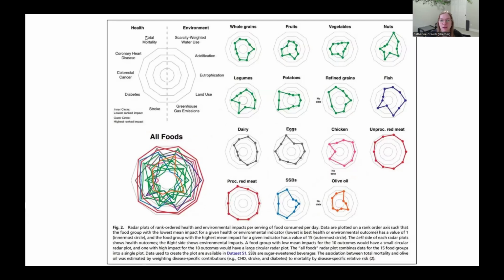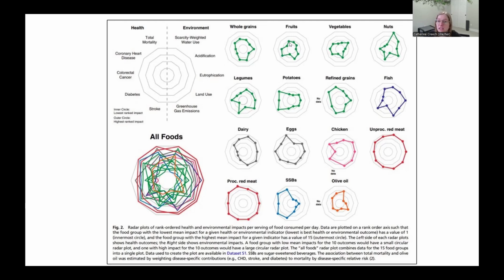Here we have the same radar plot. We have all the foods together, and then we have the foods listed individually. So we have our green ones that are plants and our red ones that are processed meat. Remember, if it's on the outer circle, that means that it was a high impact. So here, unprocessed red meat and processed red meat, all on the right side, which was our environmental impact, very far out. So there is a high environmental impact. And on the left side, where we're looking at health impacts, it's also quite far out. And that indicates that these are unhealthy and bad for the environment.